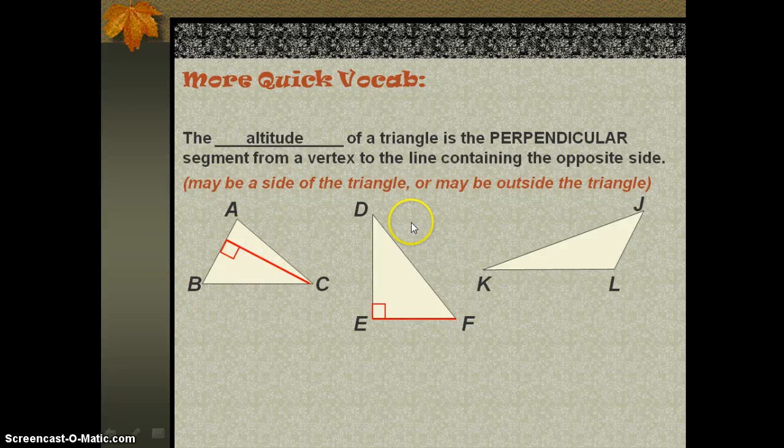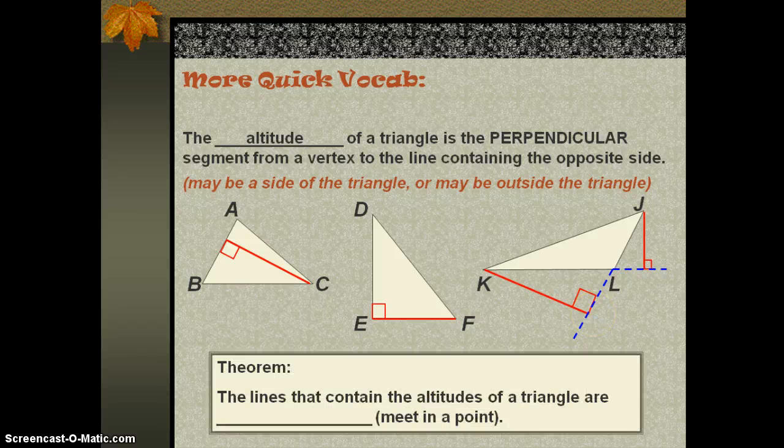And then here's the last kind of triangle. So we have an acute triangle, a right triangle, and an obtuse triangle. So one altitude we could draw on this obtuse triangle is from J to the opposite side, which is KL. But notice I could never draw a perpendicular segment within the triangle, so this altitude actually falls outside of the triangle. It's perpendicular to the line containing the opposite side. The same thing happens if you try to draw an altitude from K to JL. It's going to fall outside of the triangle. The lines that contain the altitudes of a triangle are concurrent, which means they meet at a point.